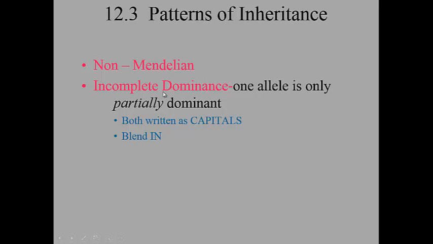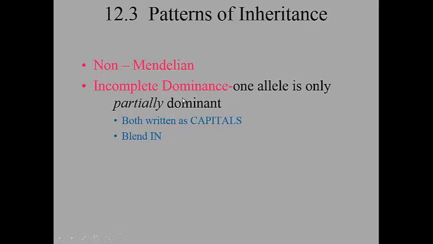The first one we're going to look at is incomplete dominance. Incomplete dominance is when one allele is only partially dominant. Both are going to be written as capital letters. And the way that we can kind of remember this is to think "blend in." So when you have incomplete dominance, those two traits are going to blend together.